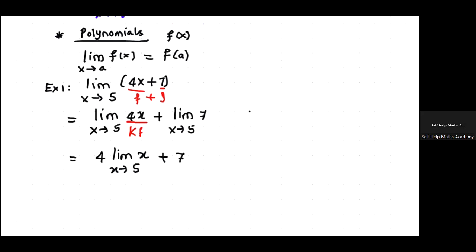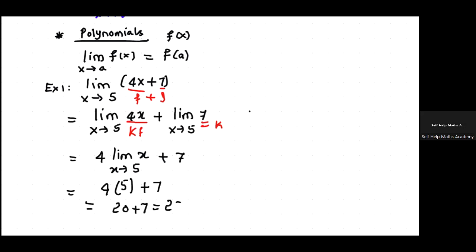Since here, this is your constant k. So hence the final answer will be 4 into the limit as x tends to 5, it takes the value 5, because we know that limit of a polynomial function is found by, wherever x is there, put 5. So 4 into 5, and the limit of the constant is 7. The answer will be 20 plus 7, which is equal to 27.